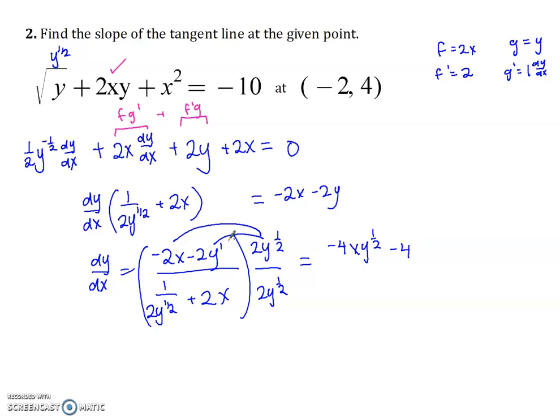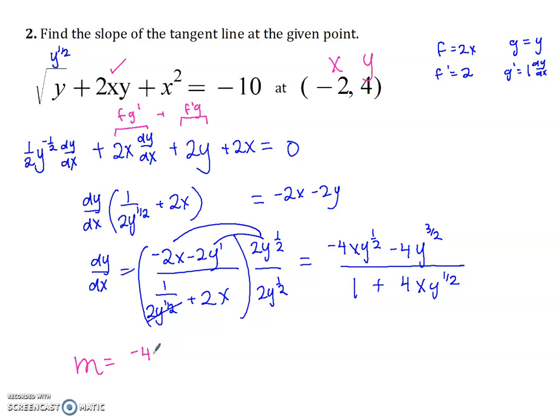This time I can add those exponents. So 1 plus 1/2, that's 2 halves plus 1/2. So that'll be 3 halves. Over here, that's just going to cancel and leave me with the numerator. And then this will give me a 4xy to the 1/2. Then from here, to find the slope, I'm going to plug in negative 2 for x, 4 for y.